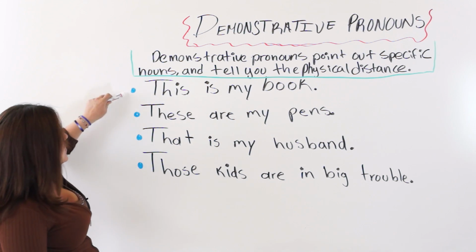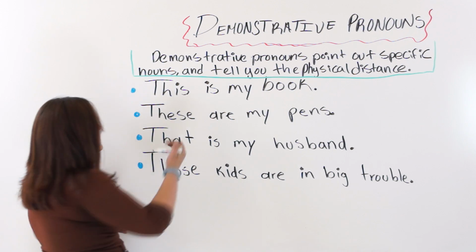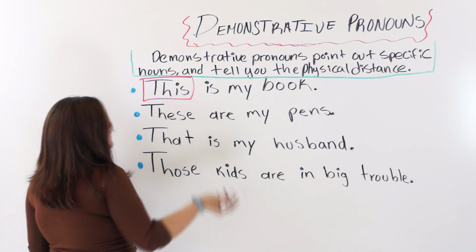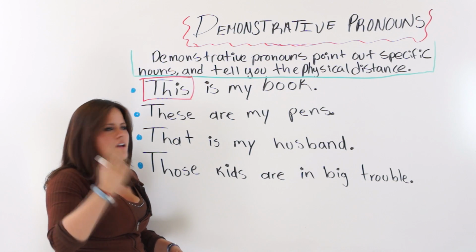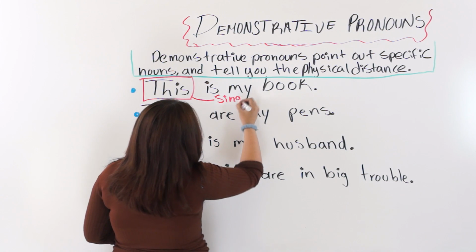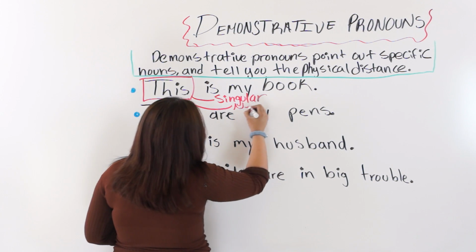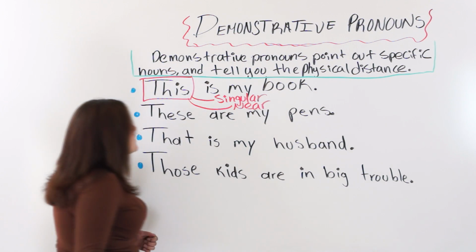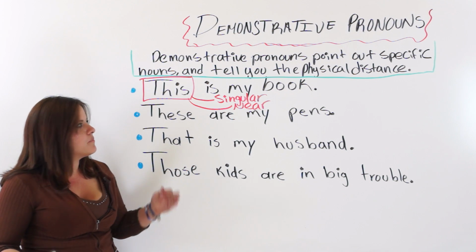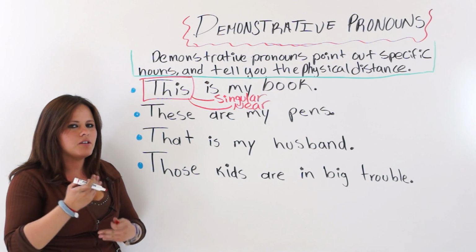The first one says, "This is my book." The demonstrative pronoun is "this" here. This pronoun lets you know two things: that it is one noun we are talking about, and that it is near. So this demonstrative pronoun lets you know about quantity. It points out a specific noun, and it lets you know that it is near.